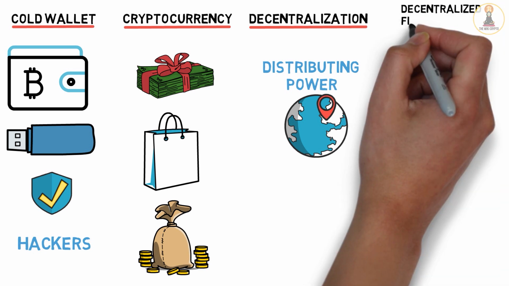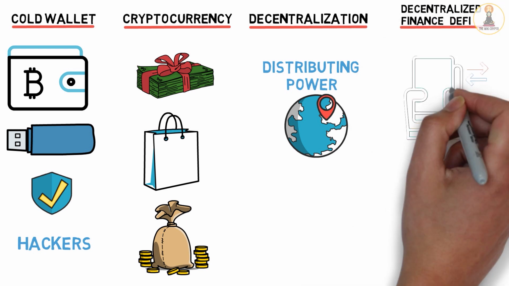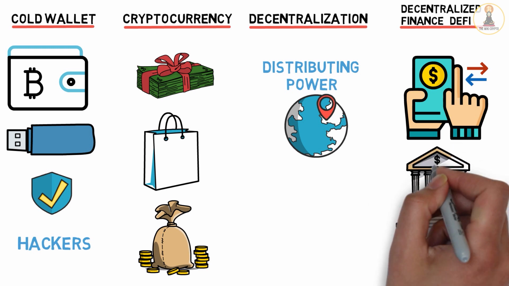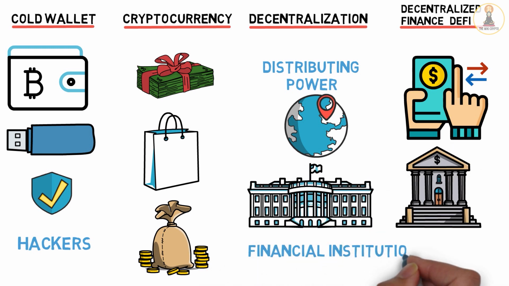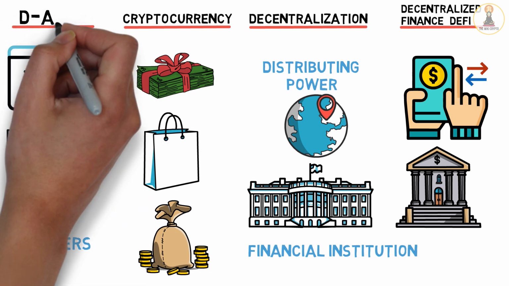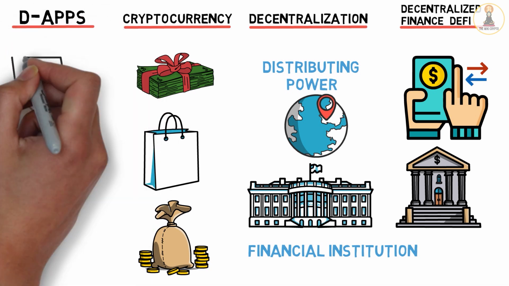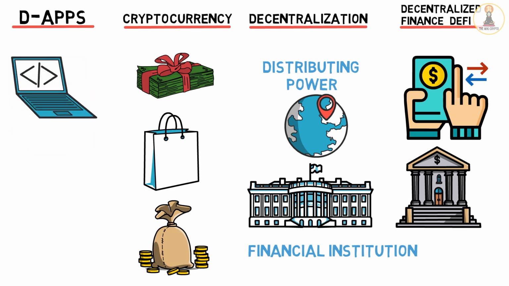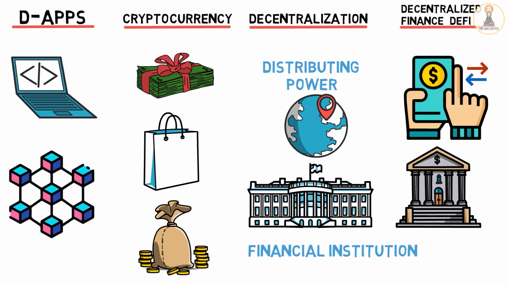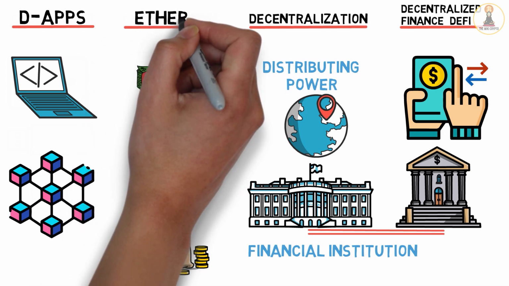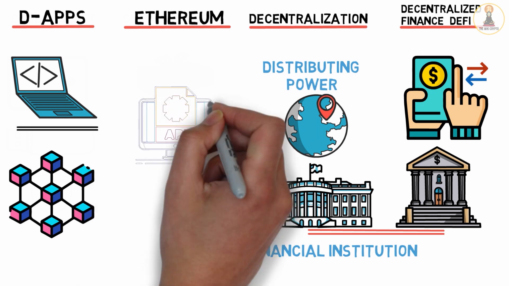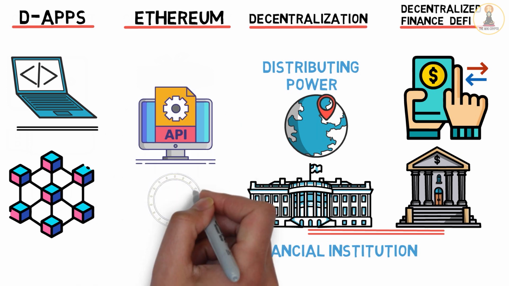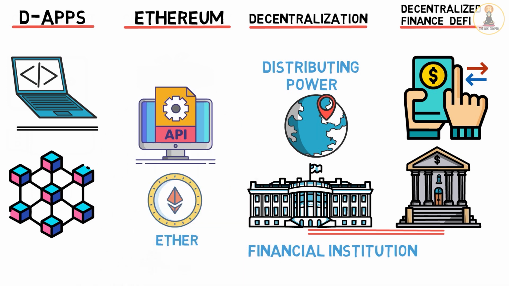Decentralized finance, DeFi. These are financial activities conducted without the interference of a third party like a bank, government, or other financial institution. Decentralized applications or DApps. These are applications designed by developers and deployed on a blockchain to carry out actions without going through third parties. Ethereum. Ethereum is a crypto network and a software platform that developers can use to create new applications and has an associated currency called Ether.